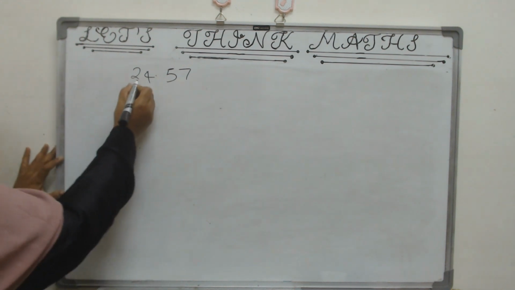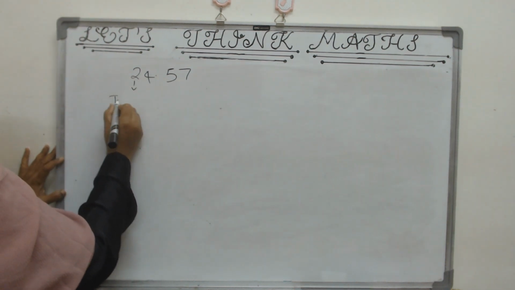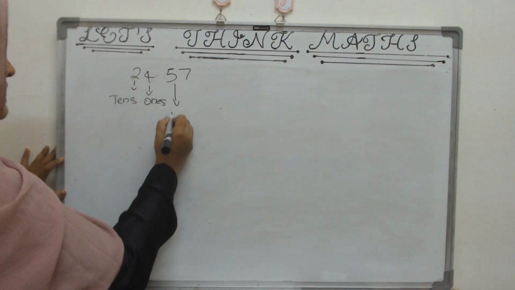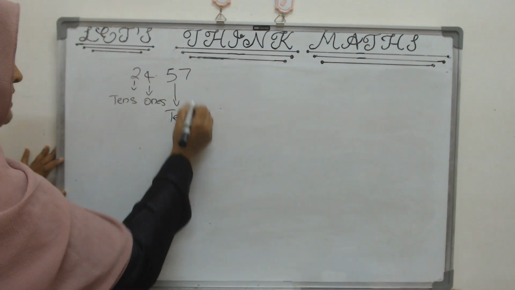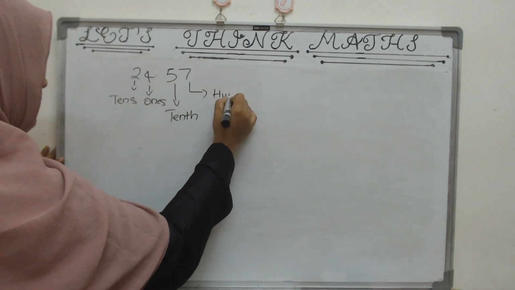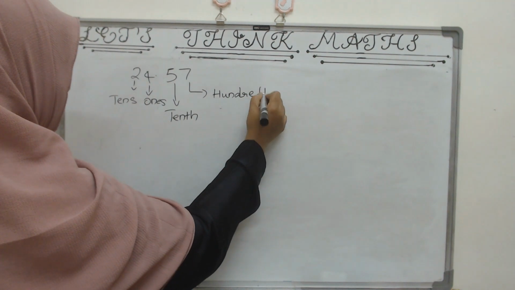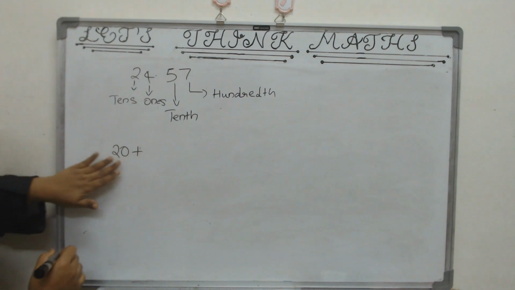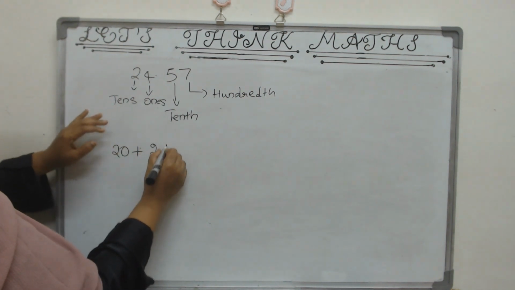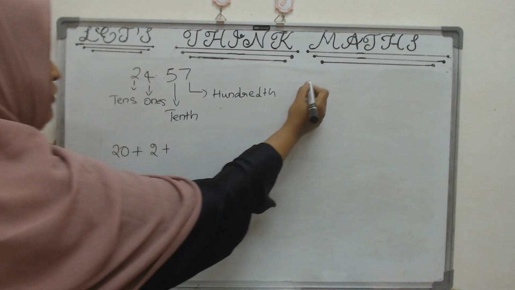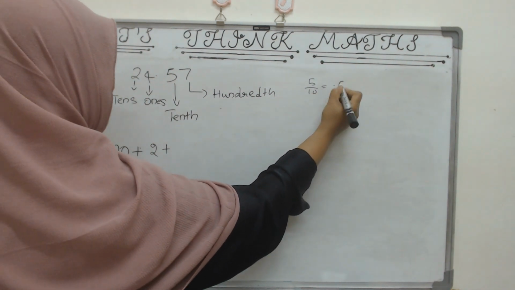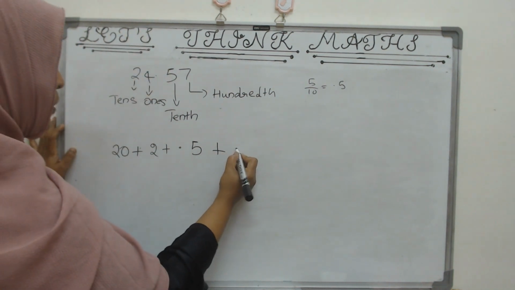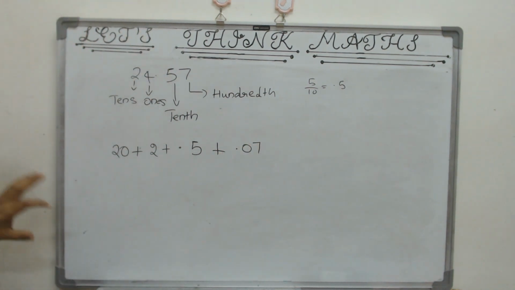So, this is tens. This is ones. And this is what? Tenth. See the difference between that? And this is hundredth. So, you write this number as 2 into 10 or 20. Write this as 4. Write this as, what is 5 divided by 10? 0.5. Right. Plus, and this would be 0.07.